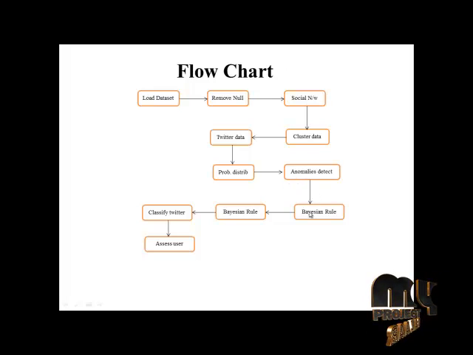For the anomaly detection, we will use the Bayesian rule. Using the Bayesian rule, we process our data for classification. There are different sets of classification algorithms used for classifying the Twitter data. Finally, the user will be accessing the data.